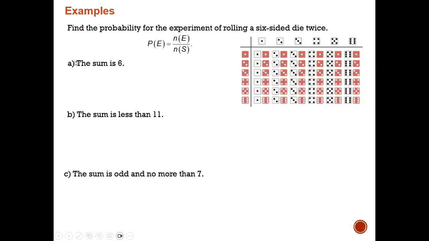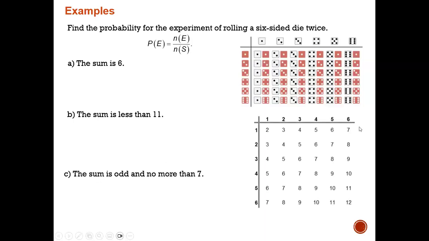Okay, now they want the probability that the sum is 6, the sum is less than 11, or the sum is odd and no more than 7. So all of these involve the sum of the dice. So I went ahead and found a table that has all the sums, right? Here, I get a 1 and a 1, you add, that's 2. A 1 and a 2, you add, that's 3. A 1 and a 3, you add, that's 4. So here is the sum, right? 1 and 1 is 2, 2 and 2 is 4. So this is going to help us to find some of these, right?